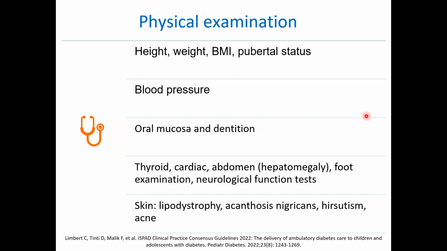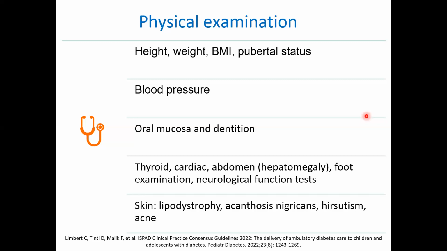We also need to examine their oral mucosa and dentition. Because of the high sugars, they tend to have high salivary glucose, which increases their risk for development of cavities as well as gingivitis. Then, of course, examination of the thyroid for goiter, because they can also get autoimmune thyroiditis, and abdominal exam for hepatomegaly.